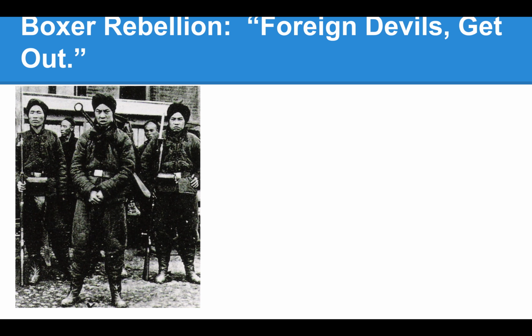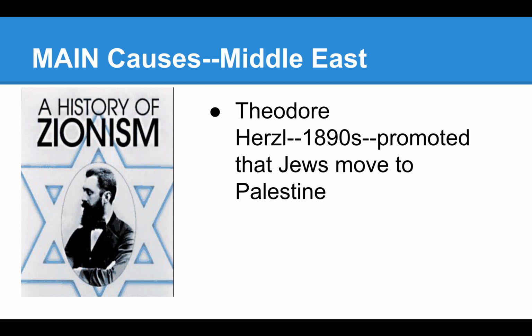The Boxer Rebellion is an attempt to get those foreign devils out of China. They literally say, foreign devils get out. They do kill some Christian missionaries and others, but they're put down by a multinational army. Like the Sepoy Mutiny, the Boxer Rebellion is seen as a push towards nationalism and a push towards getting the foreigners out. In the Middle East, we have the beginnings of Zionism, the belief that Jews should have a homeland and that homeland should be in Palestine, aka the Holy Land.